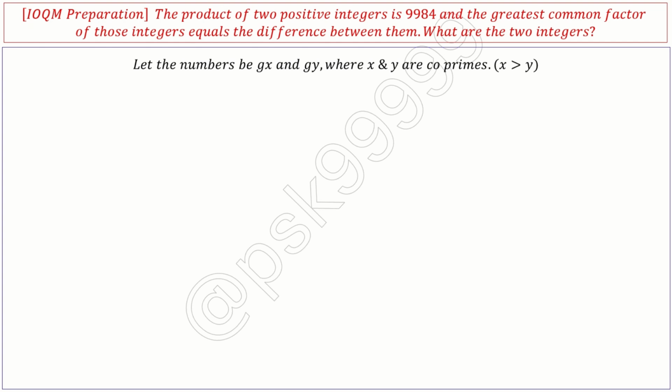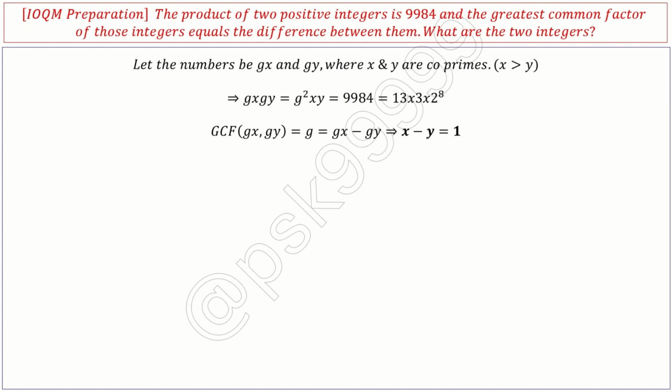You take this condition, okay? Then Gx into Gy, which is equal to G square xy, which is 9984. If you write that in prime factors, it is 13 into 3 into 2 to the power of 8. Now the GCF of Gx and Gy is G, which is equal to Gx minus Gy, which is given.